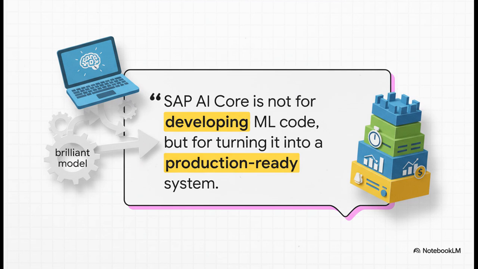So look, if there's just one thing you remember from all of this, let it be this. SAP AI Core is not a tool for building your machine learning models. Its real magic, its real value, lies in operationalizing them. It solves that incredibly difficult, messy, and absolutely critical last-mile problem. How do you take a brilliant idea that works on a laptop and turn it into a robust, scalable product that can actually make a difference for the business? That is what AI Core is all about.